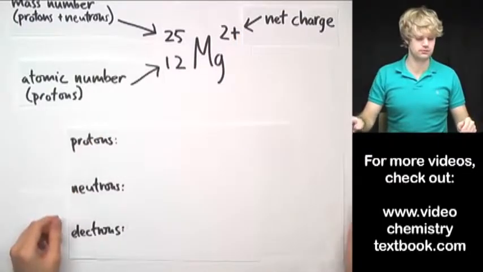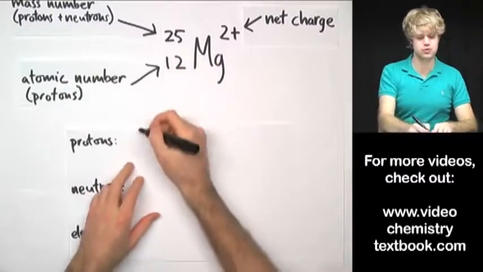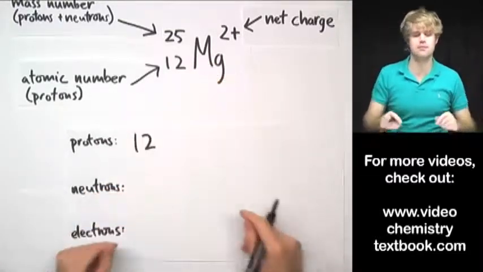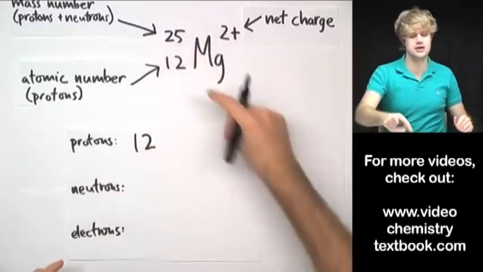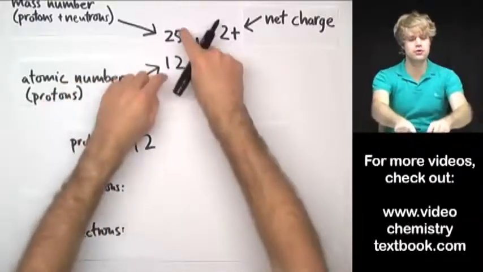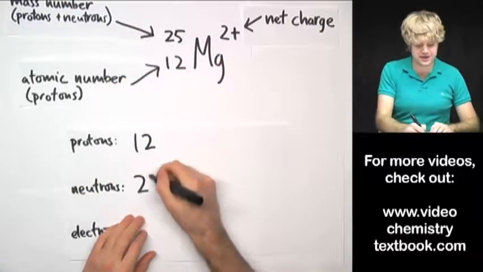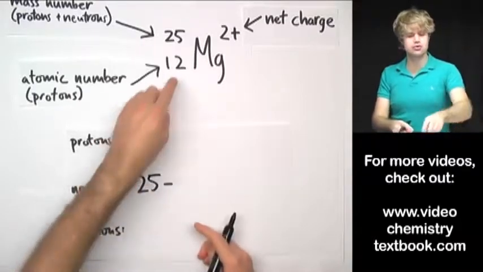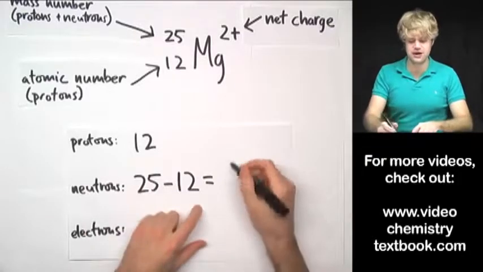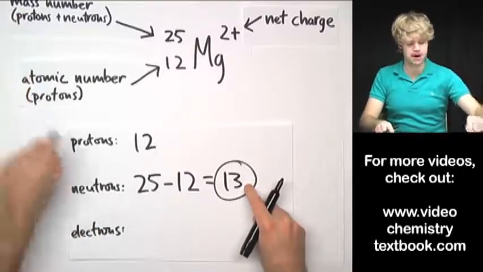Let's do this now. How many protons are in this atom? Okay, that's easy. The atomic number here is 12, so 12 protons. How many neutrons in this atom? Okay, that's a little bit harder because we don't have a number here that's actually neutrons. But this number here is protons plus neutrons together. So if I know protons and neutrons, and I know the number of just protons, I can take my protons and neutrons, my mass number, and subtract the atomic number, the number of protons, and I get 25 minus 12. It's going to give me 13 neutrons, the mass number minus the atomic number.